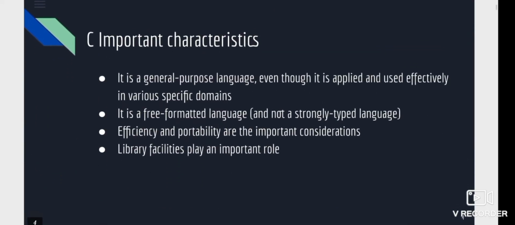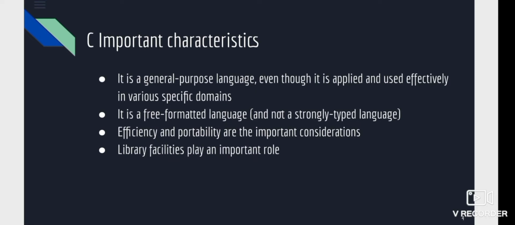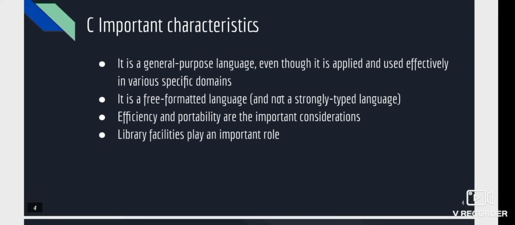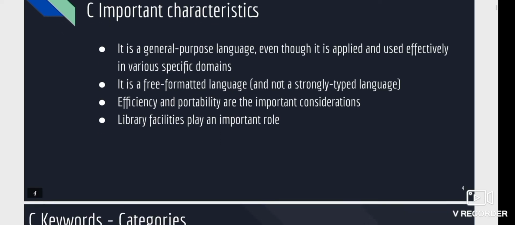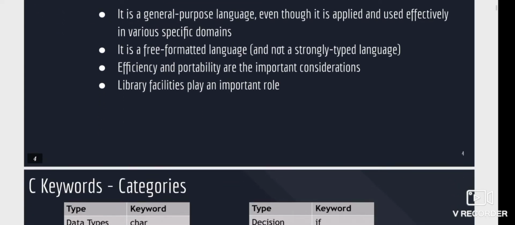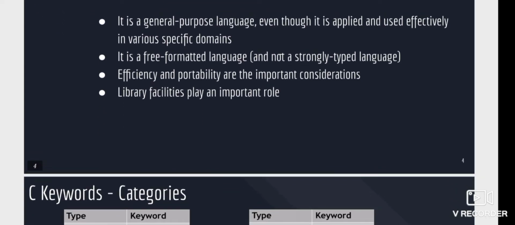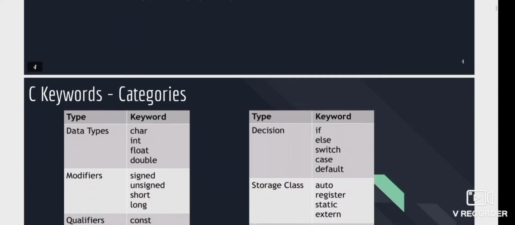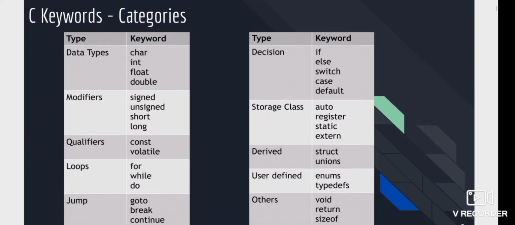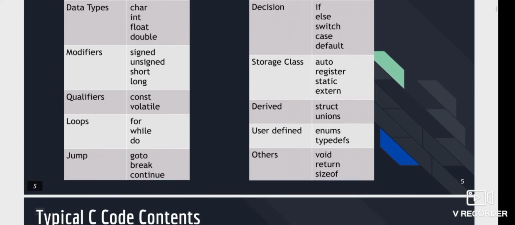C's important characteristics are: it is a general purpose language even though it is applied and used effectively in various specific domains. It is a free formatted language and not a strongly typed language. Efficiency and portability are more important considerations. Library facilities play an important role. C keywords are data type, modifiers, qualifiers, loops, jump, decision, storage class, derived, user defined, and others.